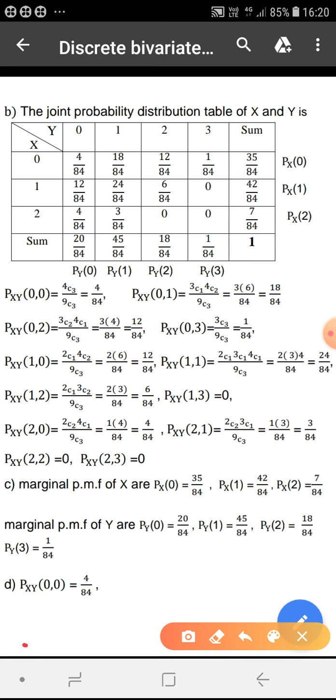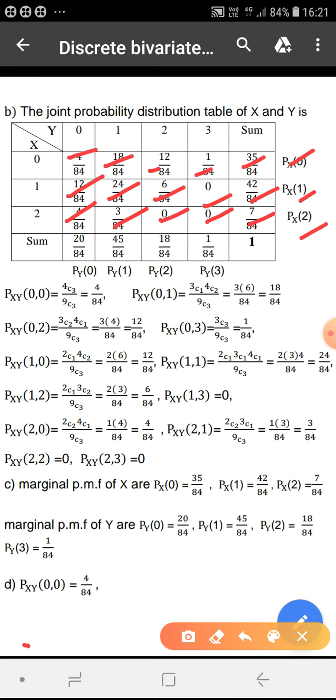What you need to do is, for x equal to 0, along that row add all these probabilities. That will give the marginal probability mass function px of 0. Along the row headed by 1, add all these probabilities, which will give the marginal probability mass function px of 1. Along the row headed by 2, add the probabilities, which will give the marginal probability mass function of x, px of 2.